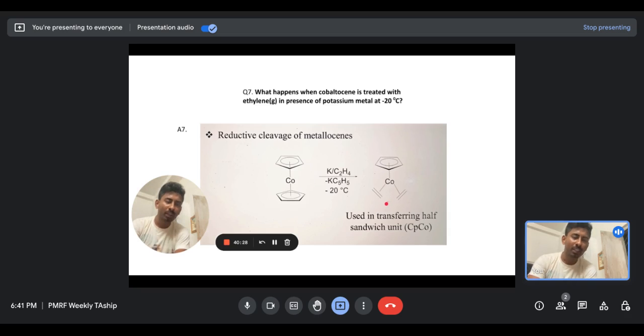So two ethylene moieties having a total of 4 electrons will be available to get bound to the cobalt 1 center. So from cobalt 2 we are going to cobalt 1, and from potassium 0 we are going to potassium plus. So that is a typical example of a redox reaction where the reductive cleavage of the metallocene by the effect of this alkali metal takes place.